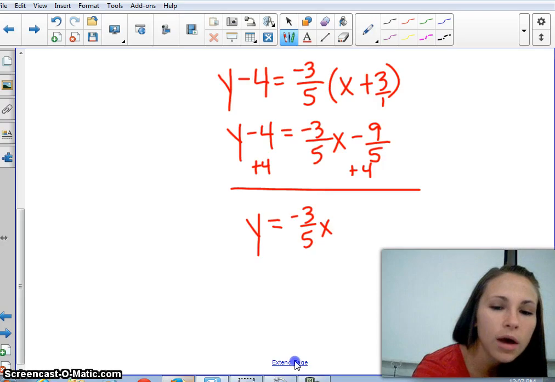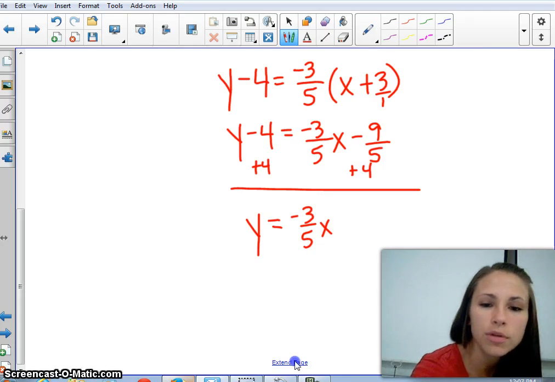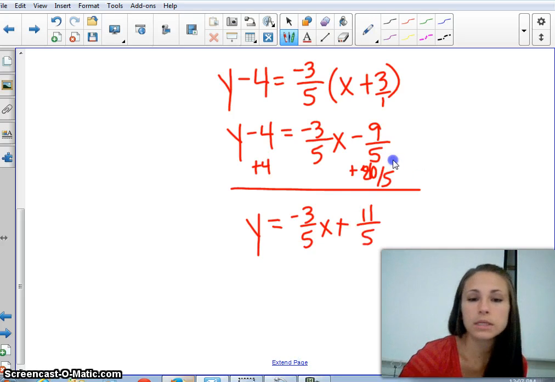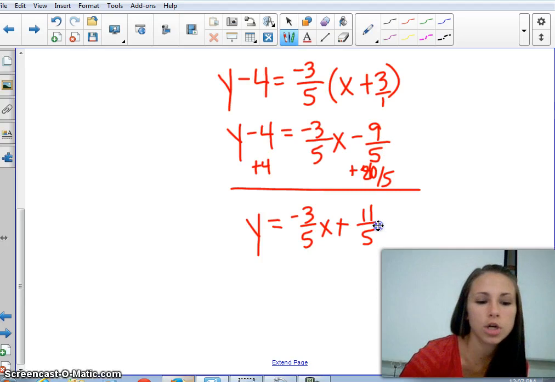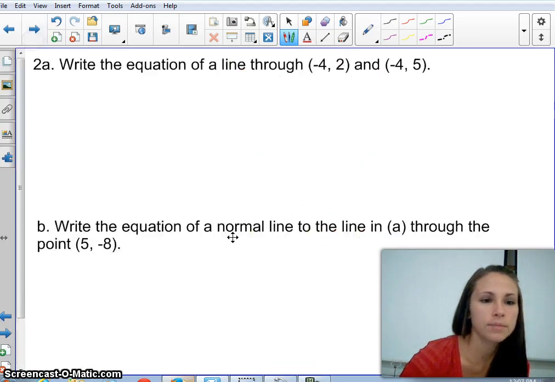You can think about this as, if I turned 4 into a number with a fraction or with a denominator of 5, this would be 20 over 5. So this would end up being plus 11 over 5, or if that doesn't make sense, we'll get into common denominators later. If that doesn't make sense now, you can just take these and add them on the calculator and turn your answer into a fraction. So there's my parallel line.